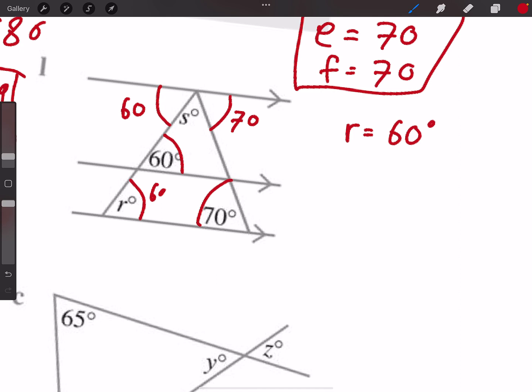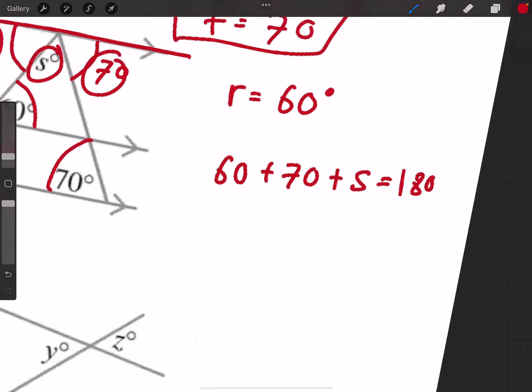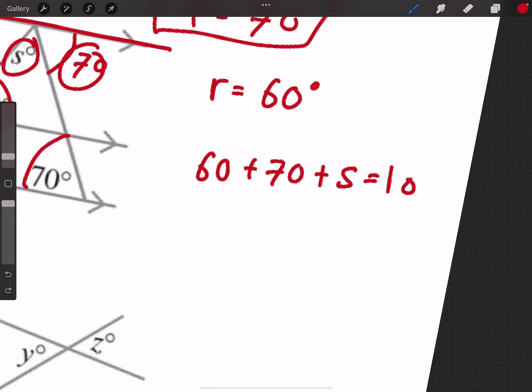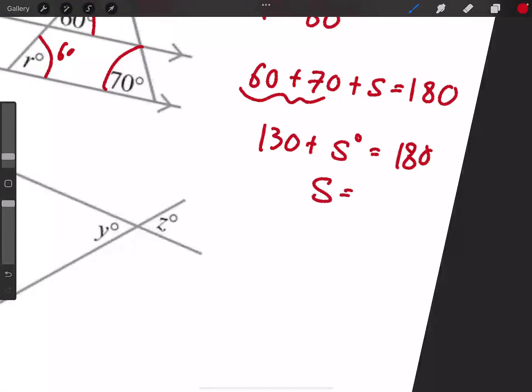Now to find S, we know that 60 plus S plus 70 make a straight line. So 60 plus 70 plus S equals 180 because it's a straight line. 60 plus 70 is 130. 130 plus the angle S is equal to 180 degrees. Therefore S is equal to 180 take away 130, that makes 50 degrees.